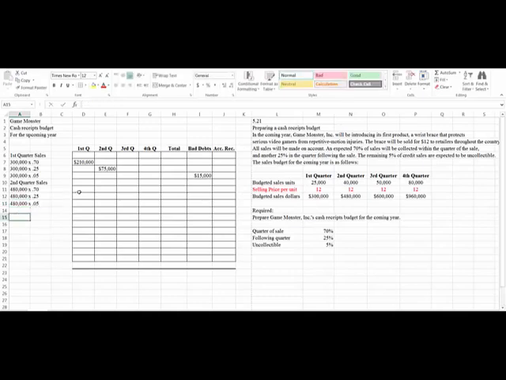All right, now our second quarter sales are collected 70% in the quarter of sales. So they're going to be collected 70% in the second quarter. So this is going to be second quarter sales times 70%. The rest of our second quarter sales will be collected in the third quarter. So this is going to be our second quarter sales times the 25%. And finally, our uncollectible is going to be our sales times 5%.